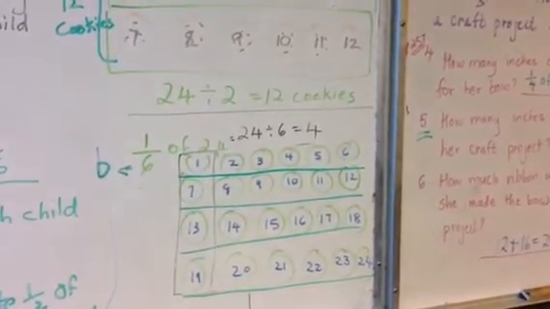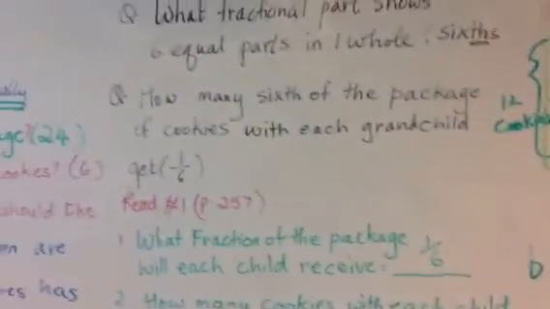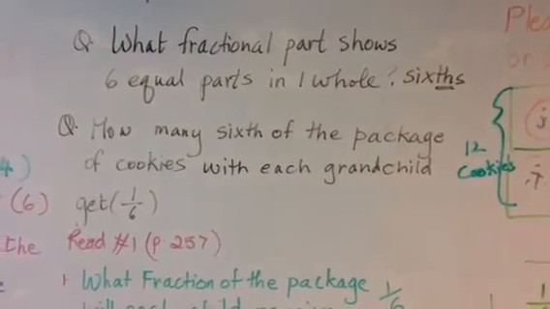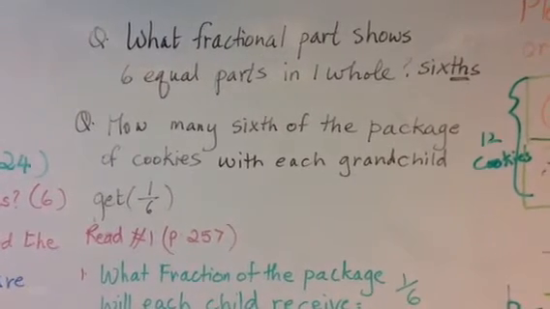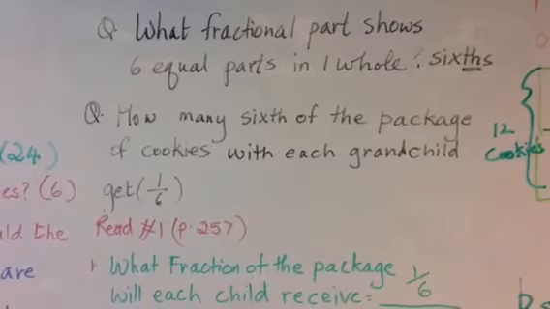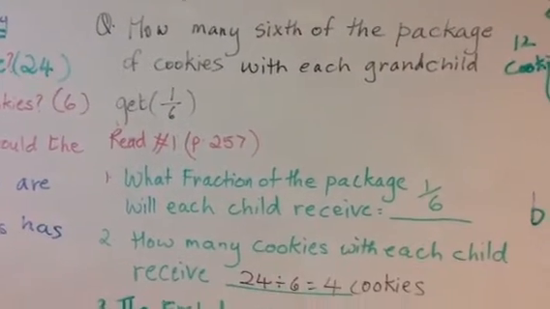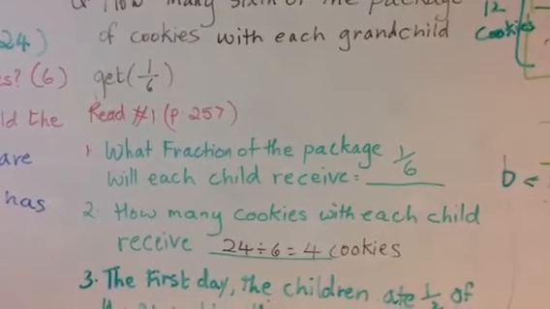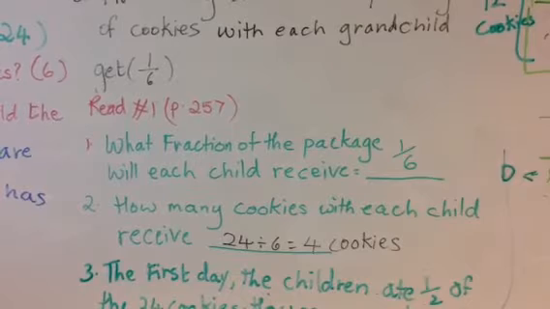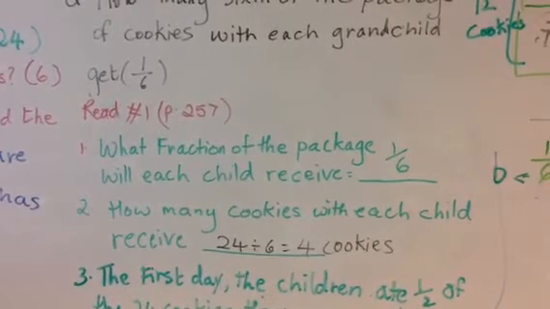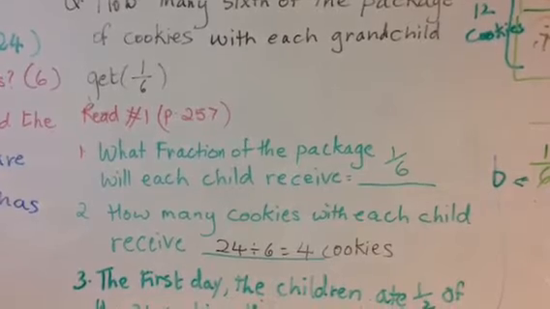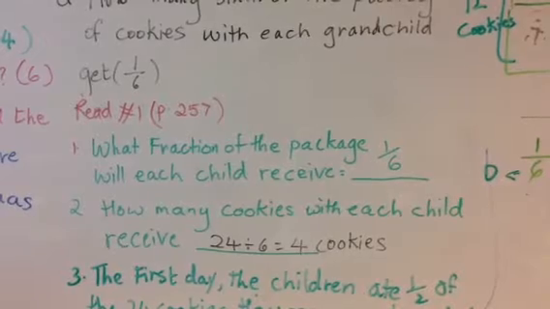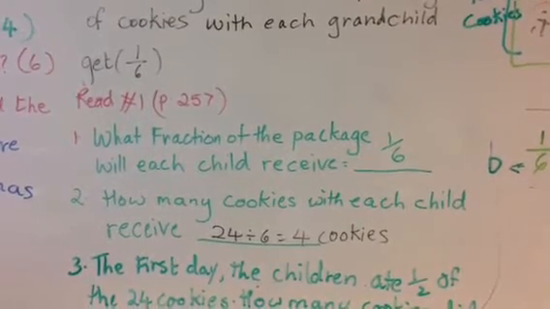Let's go back to the story problem, and the question is, what fractional part shows 6 equal parts in one whole? Sixth. How many sixths of the package of cookies will each grandchild get? 1/6. So now if you look at your work page, number 1, read the question as I read it aloud. What fraction of the package did each child receive? 1/6. So you'll write the answer 1/6. In fractions, we add "th" to the denominator and we say sixth.